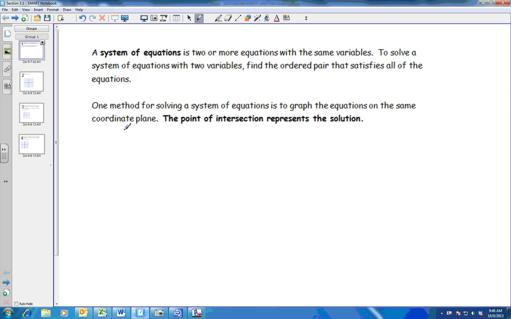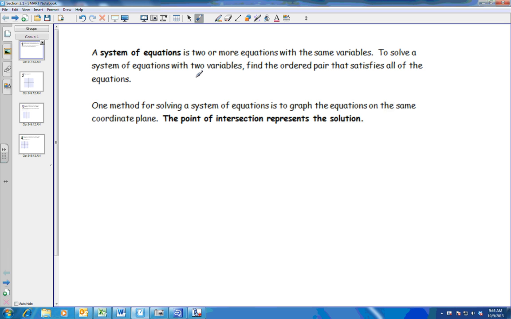Okay, these are the notes for section 3.1, and this whole chapter we're going to talk about systems of equations. A system of equations is two or more equations with the same variables, and to solve a system of equations with two variables, we find the ordered pair that satisfies all of the equations.